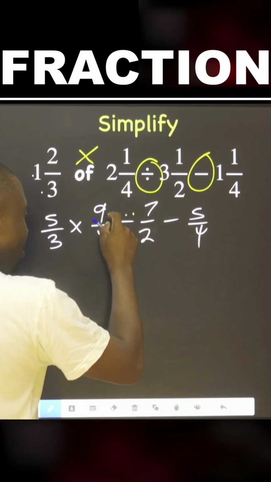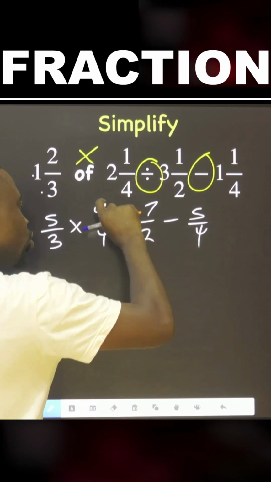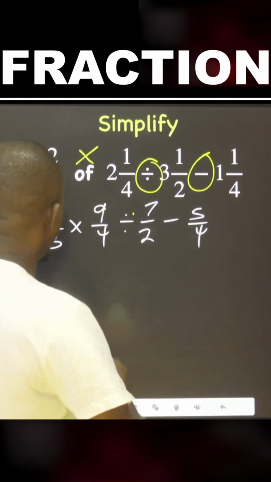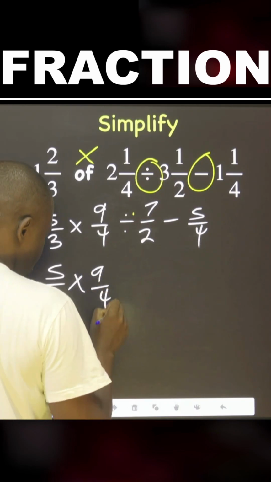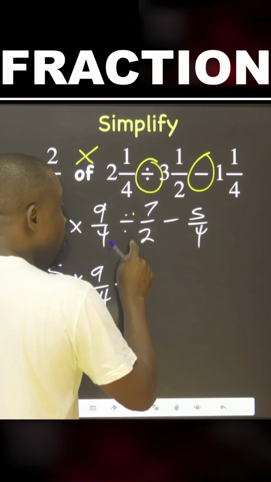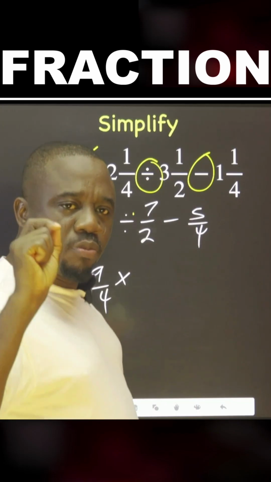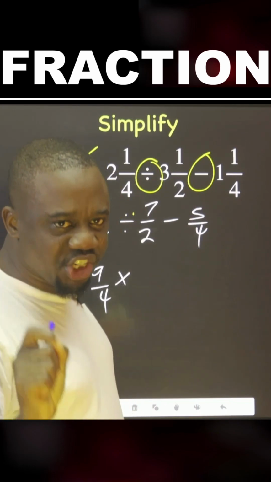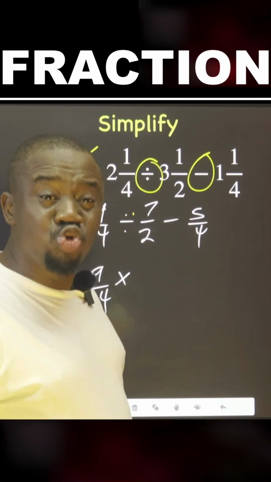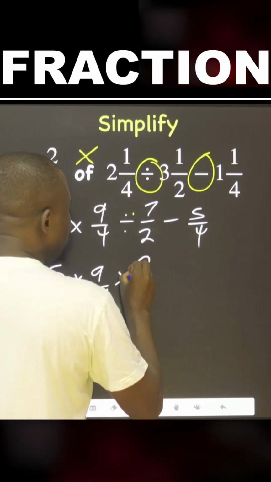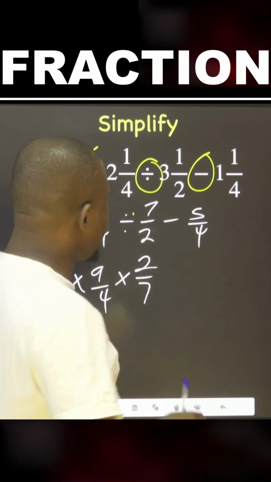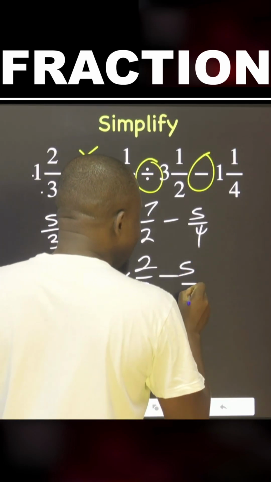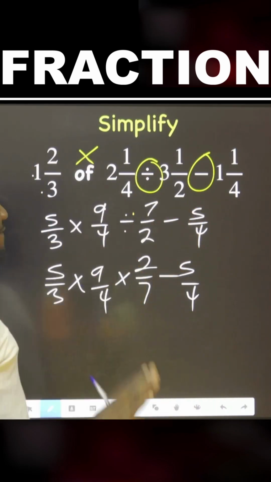So, because we are going to work with this first, we need to turn this divide to times. That is to say 5 over 3 multiplied by 9 over 4 multiplied by, because I'm turning this divide to multiplication, it means it's now what? 2 over 7. I will do 2 over 7 by turning this upside down because this is changing to times. Every other thing will remain normal. So we are finished with divide now.